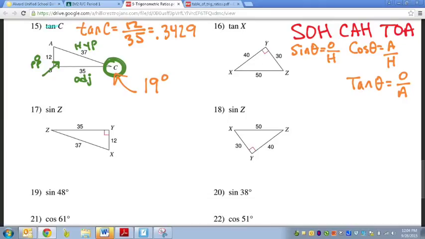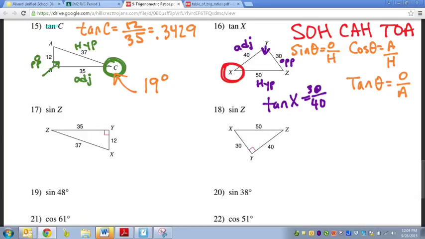So tangent of X, okay, so angle X is down here. All right, and we're going to label all of our sides from angle X. So that would mean 30 is the opposite, 50 is the hypotenuse, and 40 is the adjacent. So tangent of angle X equals opposite, which is 30, over adjacent, which is 40. So 30 over 40. That would mean tangent of X, if you divide 30 by 40, is 0.75.